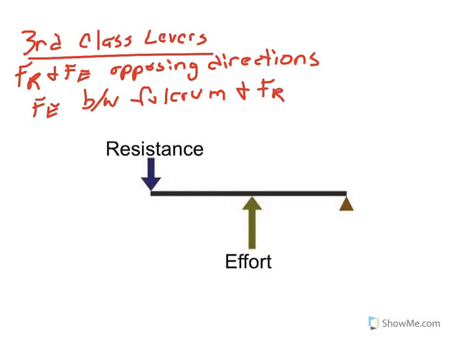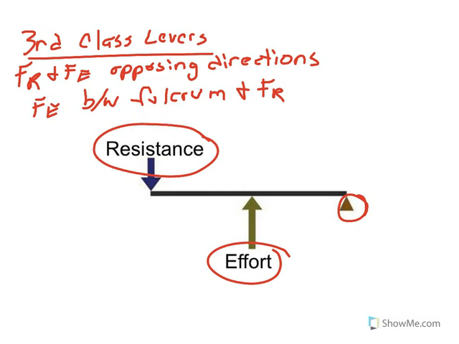The third and final class of levers are our third class levers. The force of resistance and the force of effort are both once again in opposite directions. However, now our force of effort is between the fulcrum, once again our triangle, and our force of resistance, which is at the end of the lever. The best example of this would be a set of tweezers.